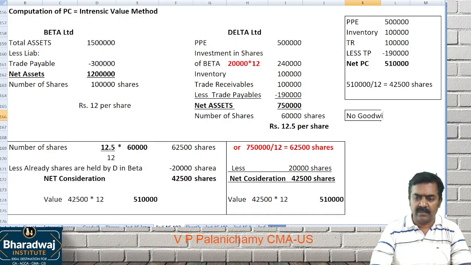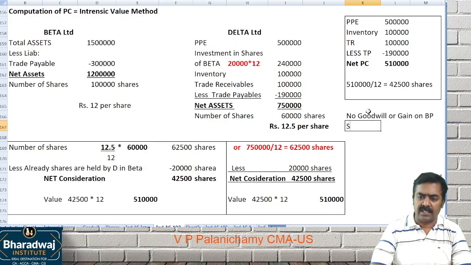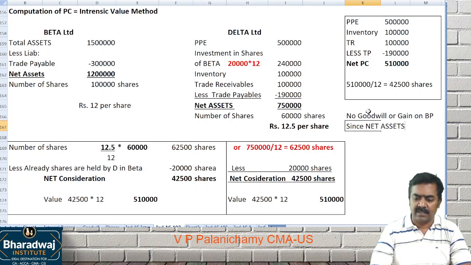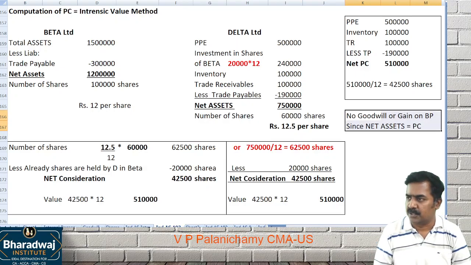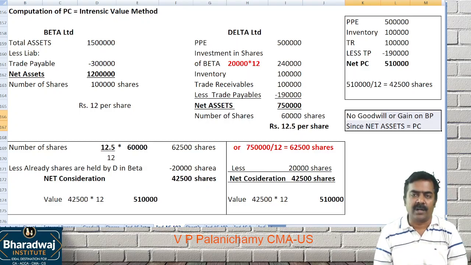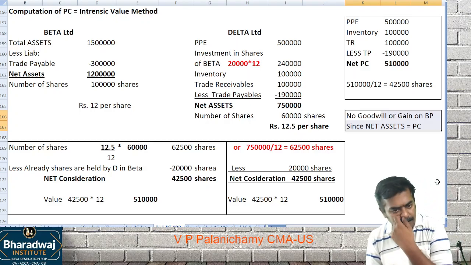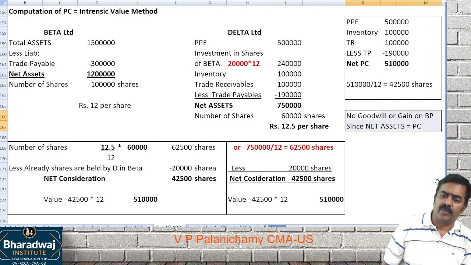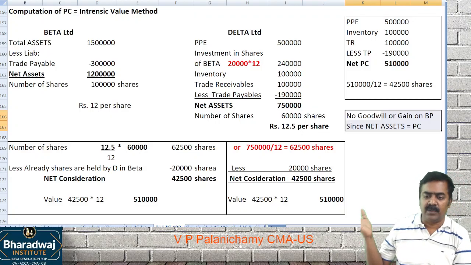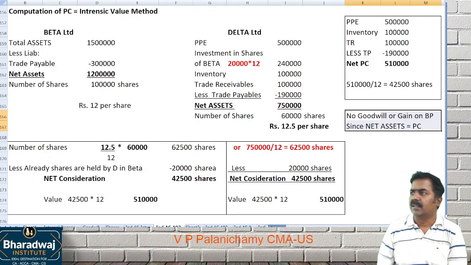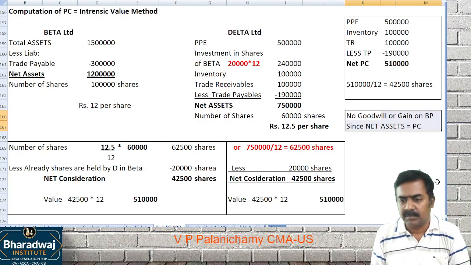No goodwill or which one? Gain on bargain purchase, since net assets is equal to purchase consideration. Purchase consideration is net assets. Therefore, no goodwill or what? Gain on bargain purchase. So we have done the clear working on intrinsic value, how many shares have to be given, everything. We will just prepare which one? Balance sheet.